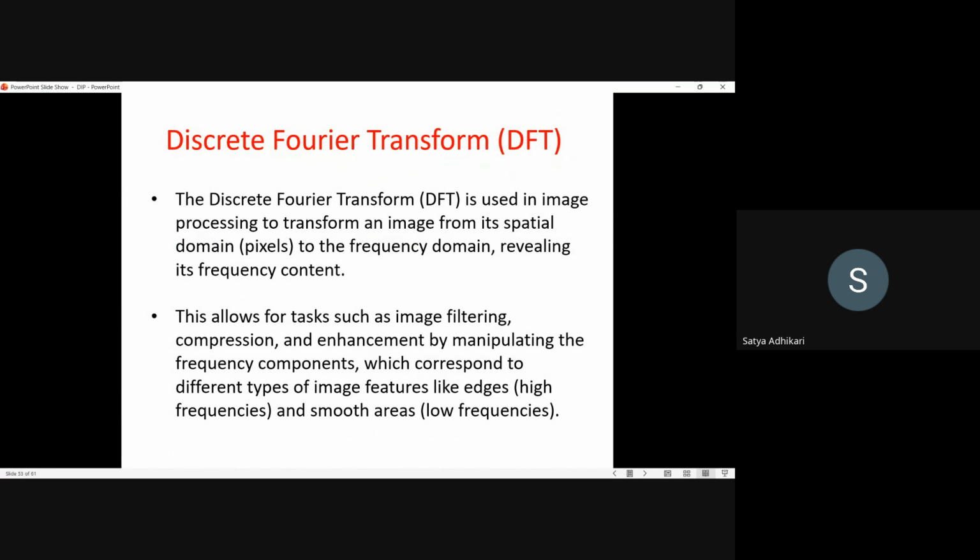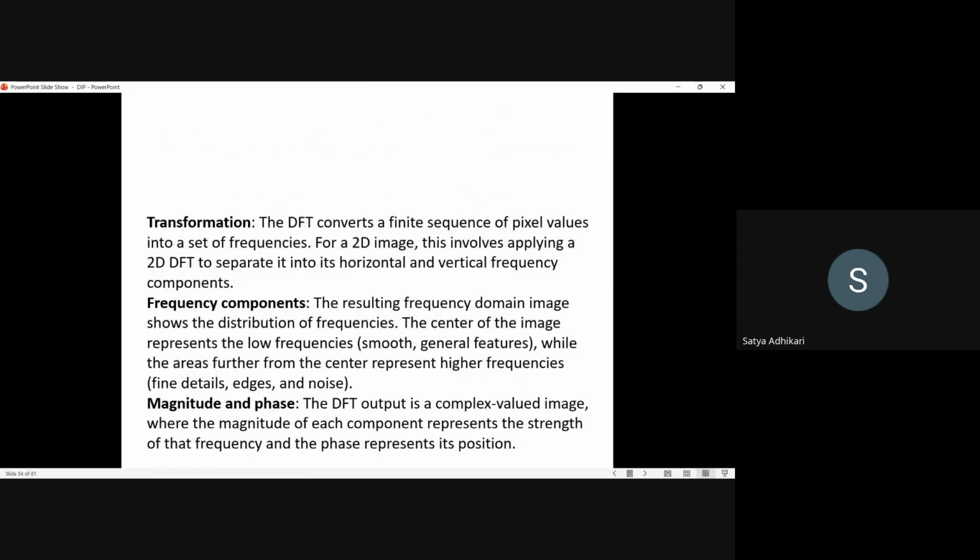To convert this, the technique used is called the discrete Fourier transform. How does it work? How DFT works: the DFT converts a finite sequence of pixel values into a set of frequencies. For a 2D image, it involves applying the 2D DFT to separate it into horizontal and vertical frequency components. Let us see what a frequency component is. The resulting frequency domain image shows the distinct frequencies.